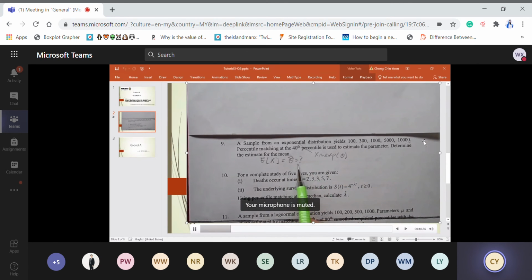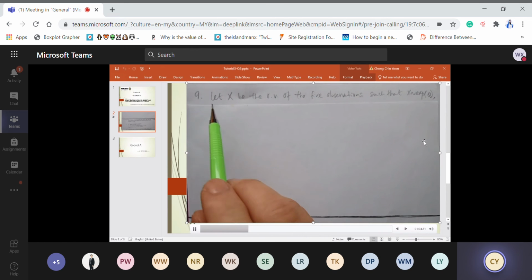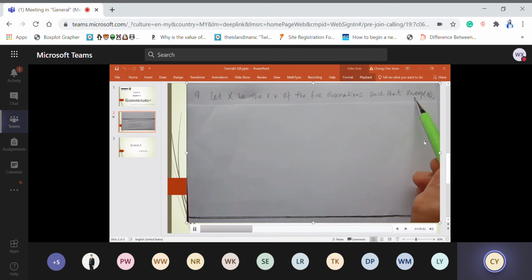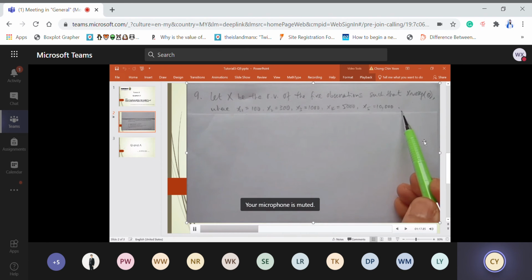In order to solve this problem, we need to find the 40th percentile. From here, we can apply the CDF of this exponential and this problem is solved. Solution for number 9. Let x be the random variable of the 5 observations such that x is exponentially distributed with the parameter theta, where the non-descending data is given as follows.